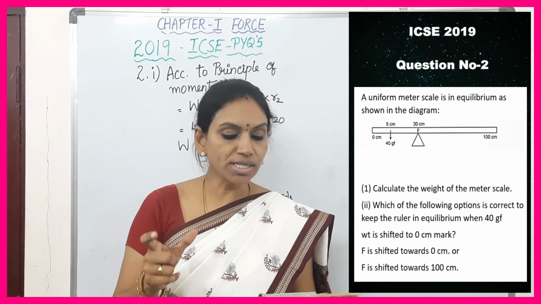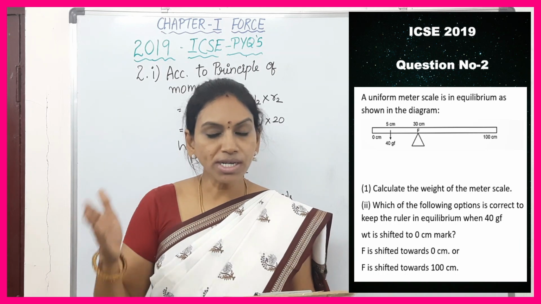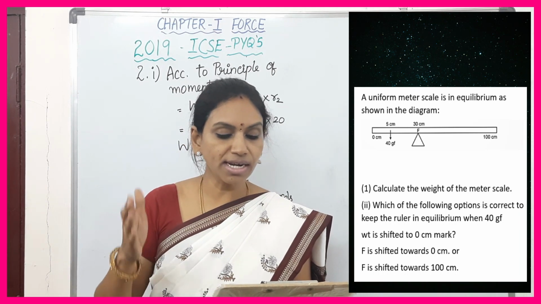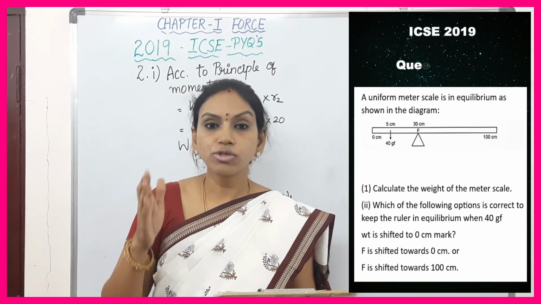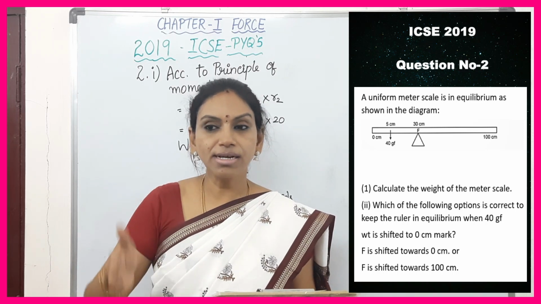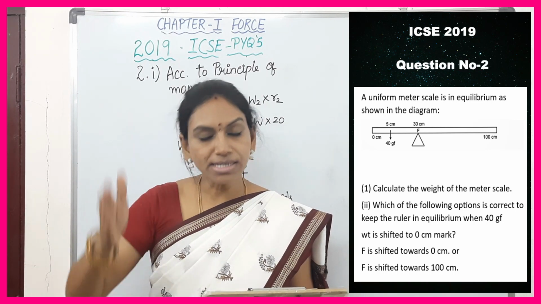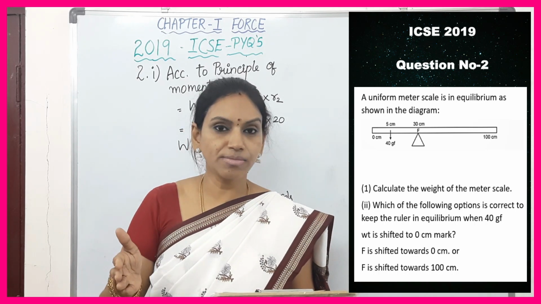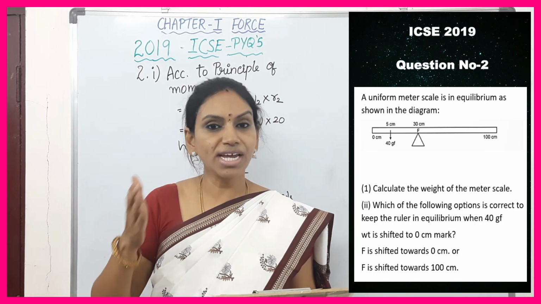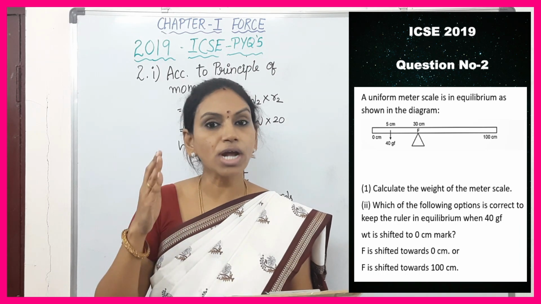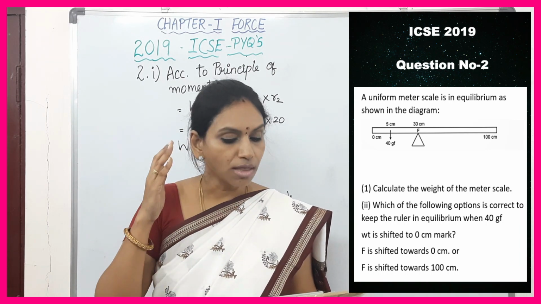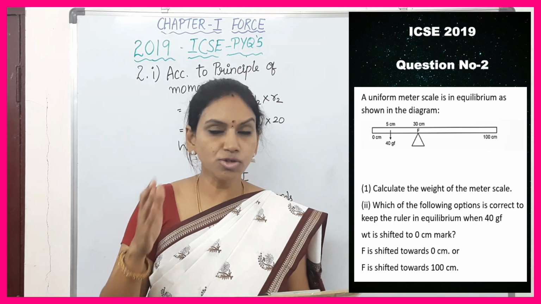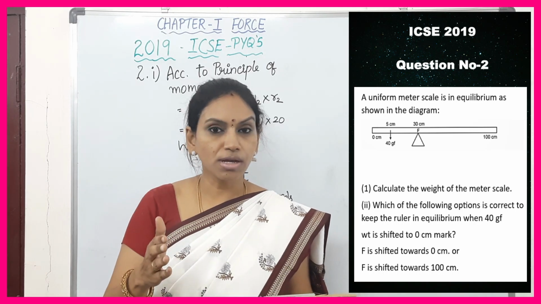Then R2 is, exactly what they have said, it is in equilibrium. So which means its weight acts at the center, that is at 50 centimeter. We are going to measure it from 50 centimeter. So from 30 to 50 it is 20 centimeter. That is your R2. Then weight 1, W1 is your 40 gram force.